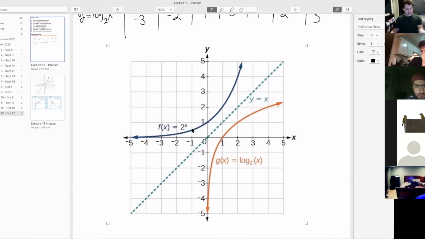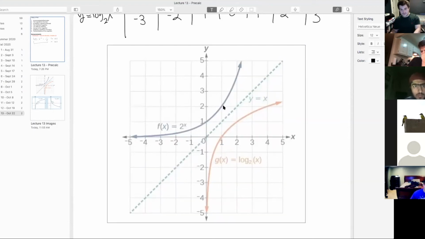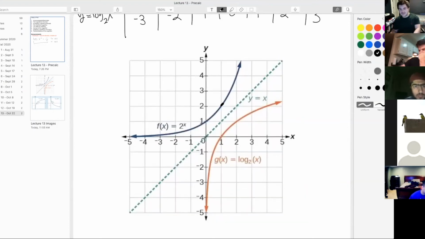So a coordinate here, how can I write on this? Yeah, so you see how there's a coordinate (1, 2) on the exponential? When you reflect over y equals x, that coordinate gets to (2, 1) right here. You interchange the coordinate pair. I see. So that's the graphical interpretation of reflecting over y equals x. You interchange the coordinate pair.